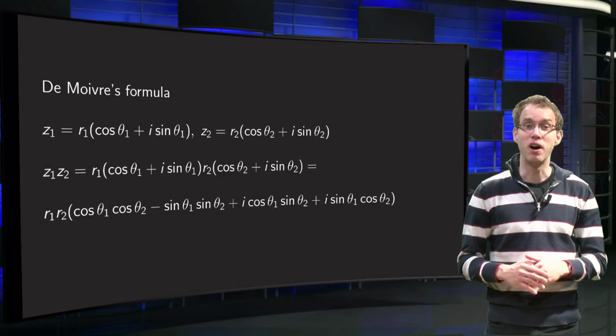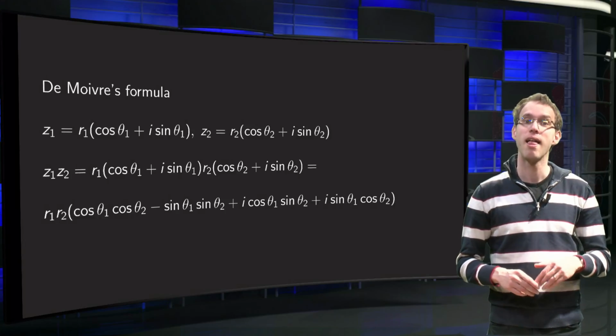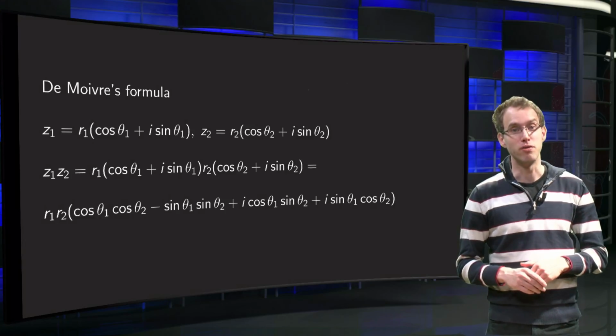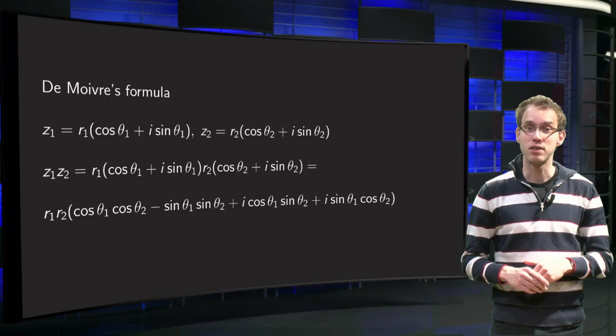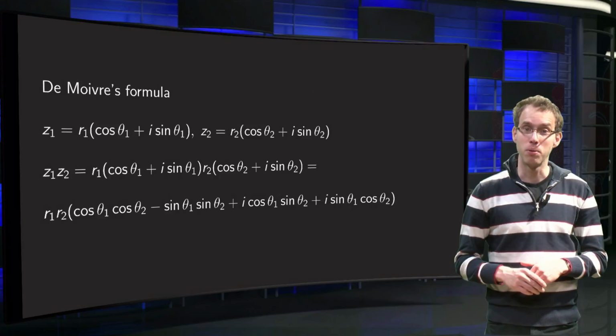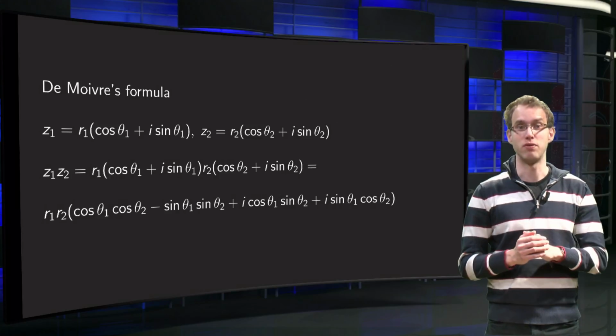It's called De Moivre's formula, and it uses the polar form of a complex number. In this video, you will learn the formula and its derivation, and we will use it straight away in an example to compute a high power of z. So, what is this formula?